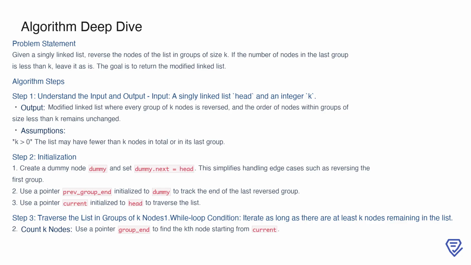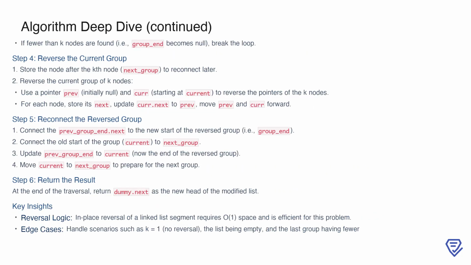The traversal of the list begins by ensuring there are at least k nodes available for reversal. This is done using a pointer, group_end, which identifies the kth node starting from the current position. If fewer than k nodes remain, meaning group_end becomes null, the loop is terminated.